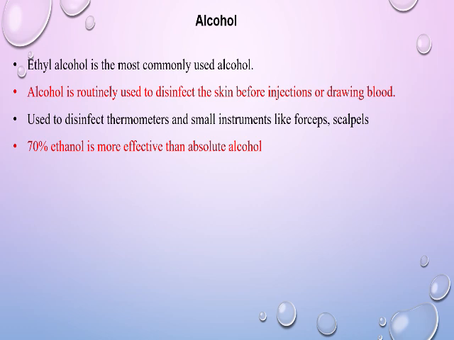This is because absolute alcohol has a strong dehydrating effect which causes the pores of the cell to close and prevents the entry of the alcohol inside the cell. This causes only the surface proteins to get coagulated, which is just bacteriostatic. When the conditions for the cell become normal, the cell will start growing again. On the other hand, 70% alcohol allows the alcohol molecules to penetrate inside the cell and cause complete coagulation of proteins inside the cell, which ensures cell death.